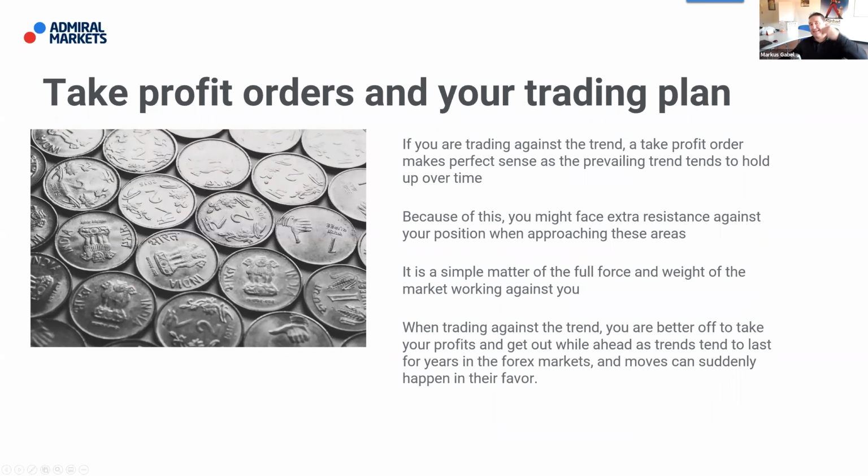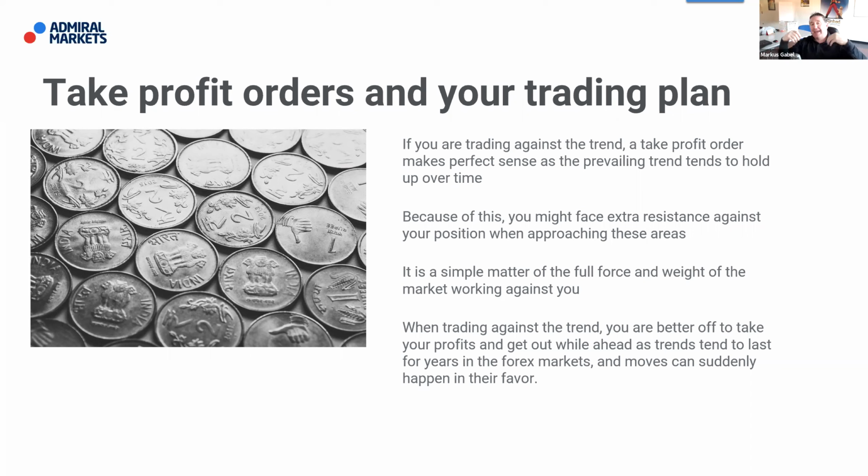If you are trading against the trend, maybe you trade the correction, which is completely allowed if you know what you do. A take profit order makes perfect sense, because the prevailing trend tends to hold up over time and you know you trade the correction. Because of this, you might face extra resistance against your position when approaching these areas. And it's a simple matter of the full force and weight of the market working against you.